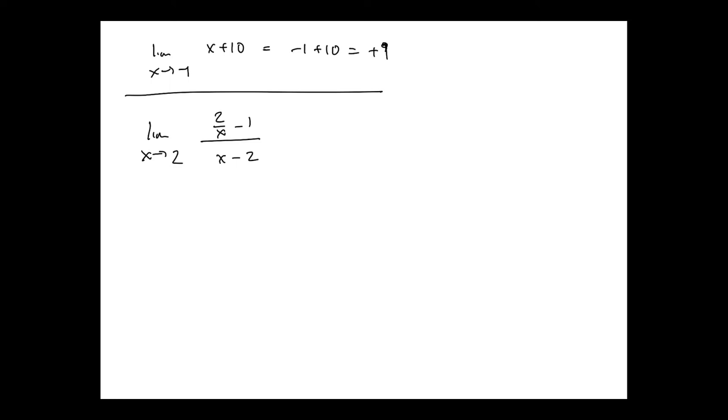So here's what I'm going to say. This is of the form 0 over 0, and the word we use in this case is indeterminate.